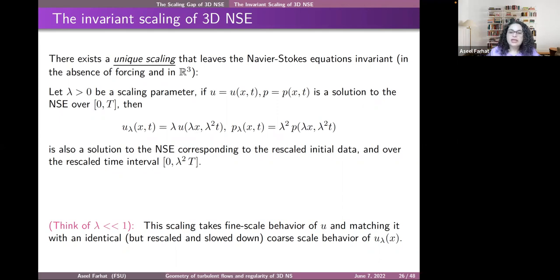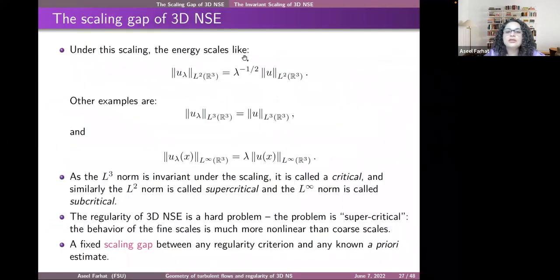Now, how does this regularity criterion compare to what we already have in the literature? Just to remind everyone, we have the unique scaling for Navier-Stokes. Based on this scaling, take u lambda in L2, which is the energy class. You see that u lambda in L2 compares to u in L2 up to a factor of lambda to the -1/2. Another example that preserves the norm is L3: L3 preserves the norm for u and u lambda. And L infinity has a positive power, exactly 1, of lambda.